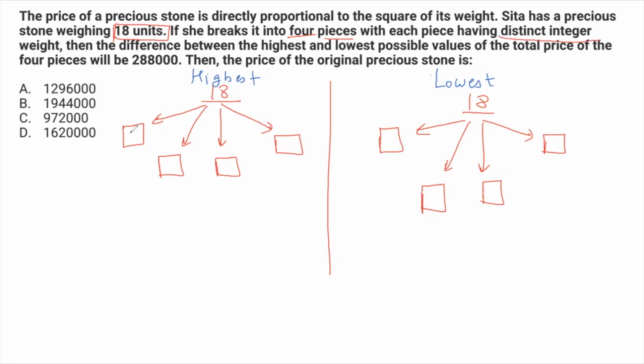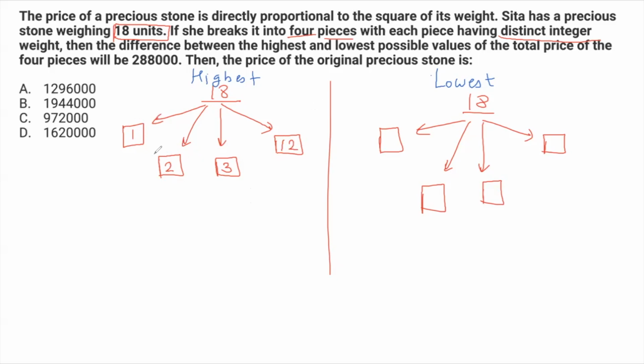In the first case, the total price of all the 4 pieces should be highest. The total weight of 18 can be broken down into 4 integers in 2 ways, guys. The first way is when we have 3 smaller pieces, 1, 2, and 3 units respectively, and a monster piece of 12 units. This is one way of dividing the weights.